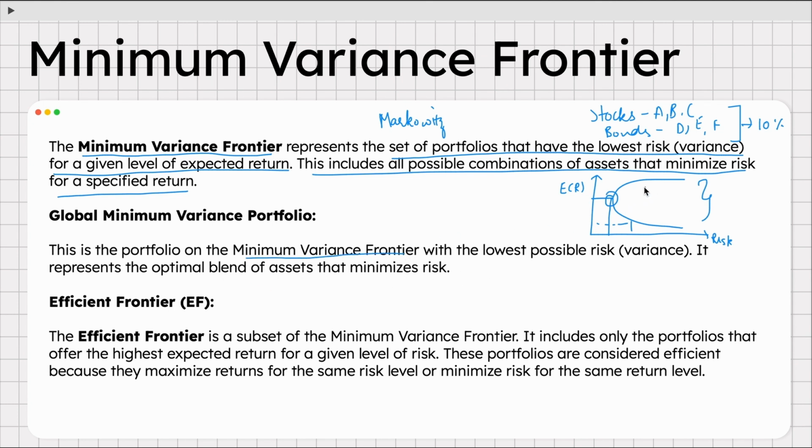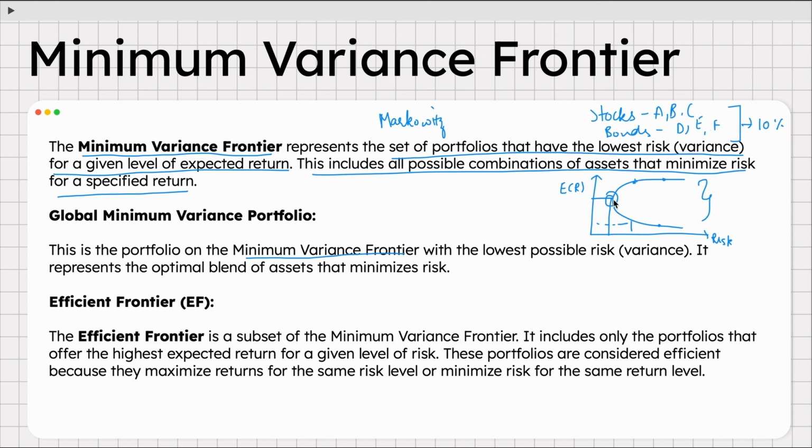Basically every point on this whole minimum variance frontier is a portfolio. This point is a portfolio, this point is a portfolio. What I mean by portfolio is that it has these assets. It could be that some assets are not even included. Let's say the composition of B and C in this portfolio might be 0, A might be 25%, D might be 30%, it could be anything. So all these points are portfolios.